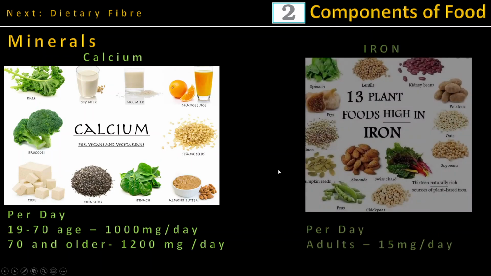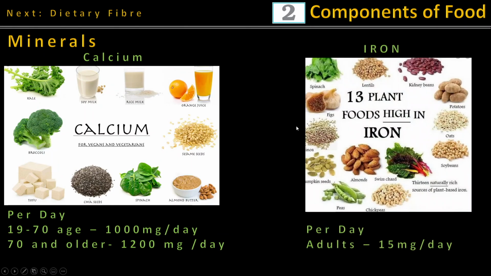Now let's go to iron. These are the plants: spinach is highly rich in iron, then lentils, kidney beans, potato, oats, which are majorly plant sources. You need at least a minimum of 15 milligrams per day.